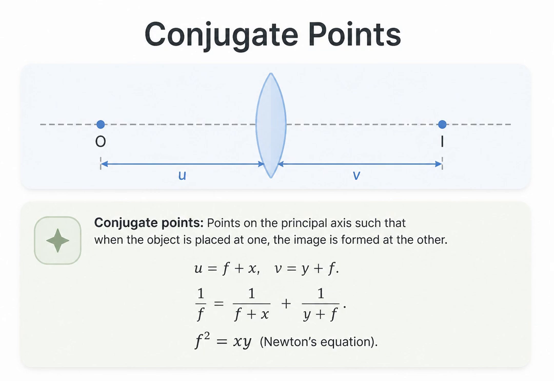If we measure the object and image distances from the focal points rather than the lens, calling them x and y, we can derive Newton's equation. The focal length squared equals x times y.